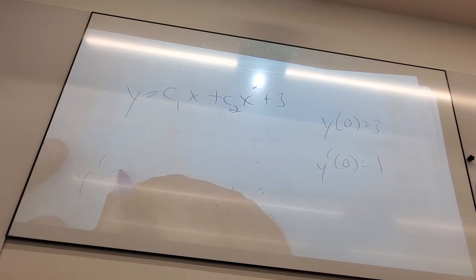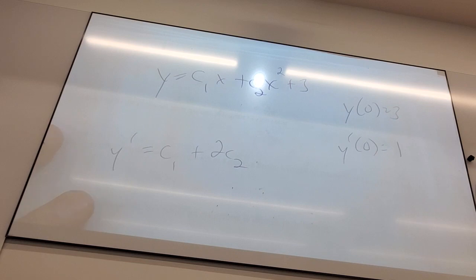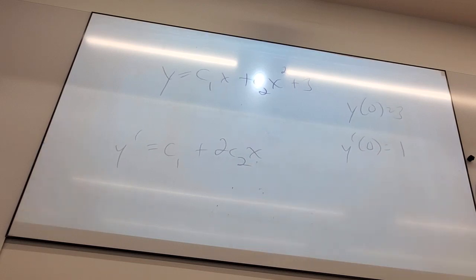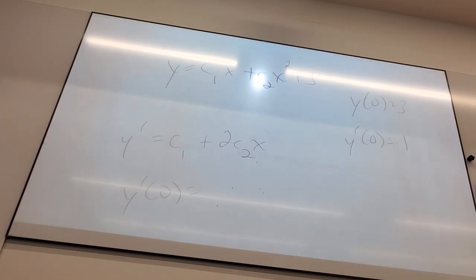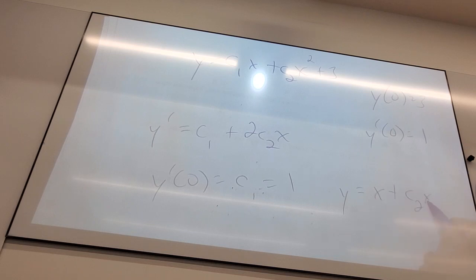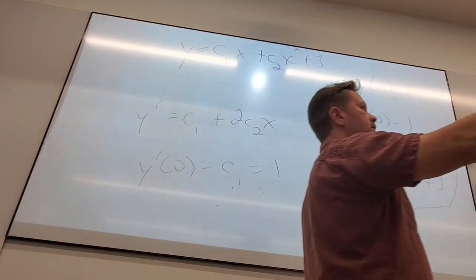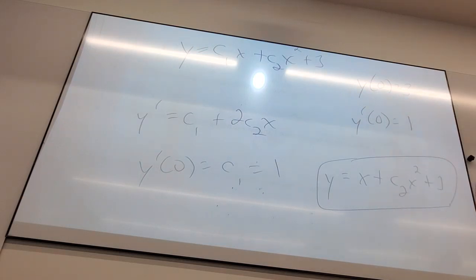What's y prime? C1 plus 2C2 x. You can do it, Jeff. So y prime of 0 is C1, and that's 1. So all I know is y equals x plus C2 x squared plus 3. That is what I know. So does a solution exist? Yes. Is it unique? No. Why? Because can you make C2 anything you want it to be? Yes. So you get an infinite number of solutions, right?